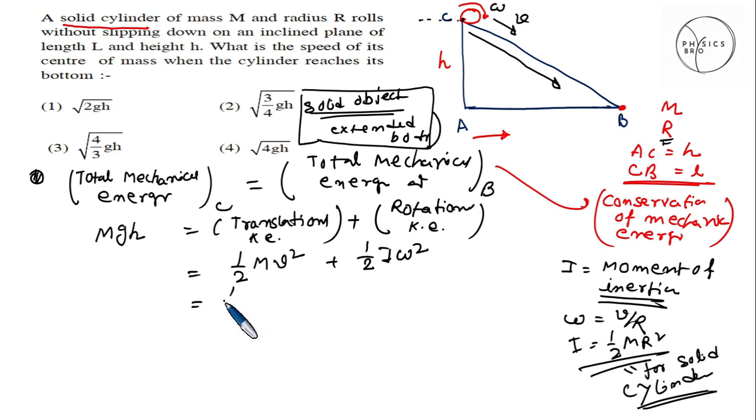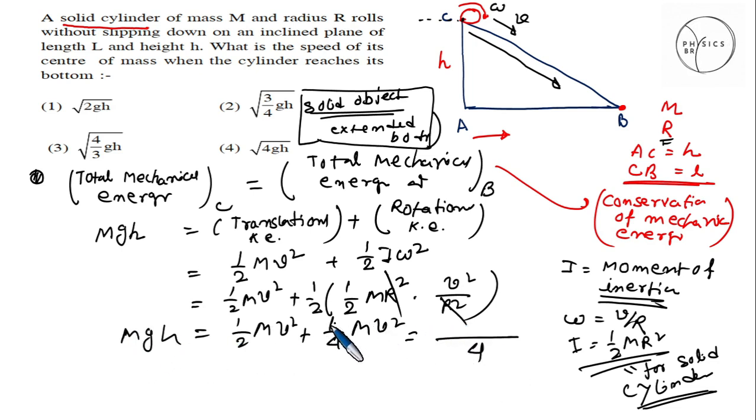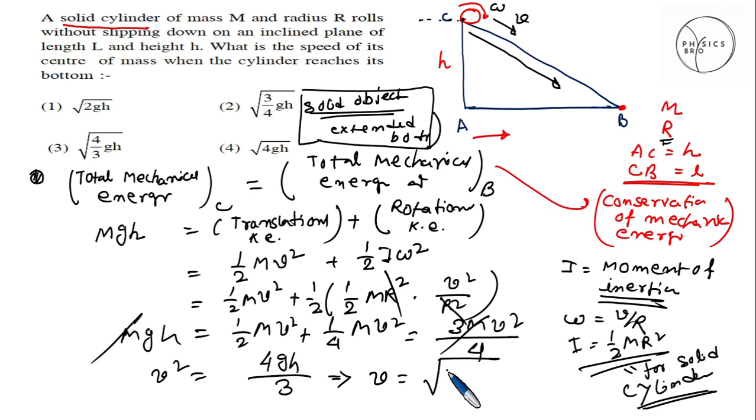So half m v square plus half times I, which is half m r square, times omega square, which is v square by r square. So we have half m v square plus one by four m v square, with the r squares cancelling. This equals mgh, and it gives three by four m v square. So v square equals 4gh by 3, and v is root over 4gh by 3. So we have the option, and this is our answer.